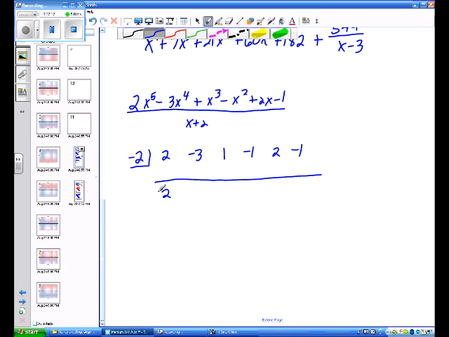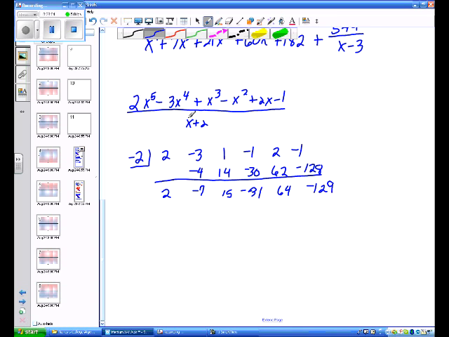Then after that, we're going to multiply. -2 times 2 is -4, and we put that above the line. Adding, we get -7. -2 times -7 is 14. We add and get 15. -2 times 15 is -30. We add and get -31. -2 times -31 is a positive 62. Adding, we get 64. -2 times 64 is -128. And adding, we get -129.